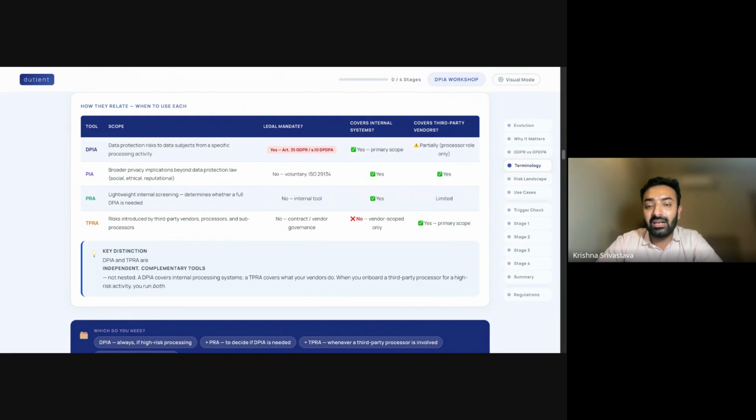So only vendors or contract vendor governance is scoped, and there may be certain internal systems that are not considered a part of a third-party risk assessment. So please make sure you understand the differences. The reason that we highlighted these is that some people use these terms interchangeably, but they don't mean the same.